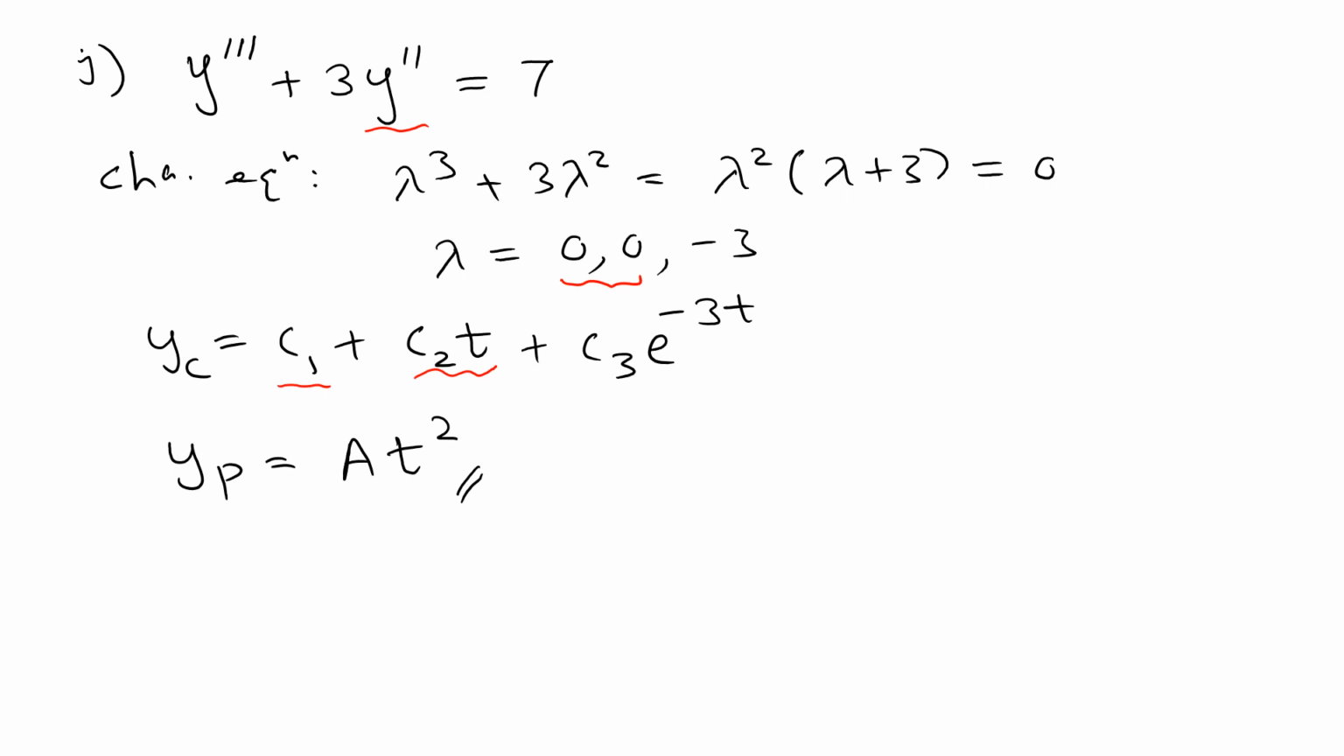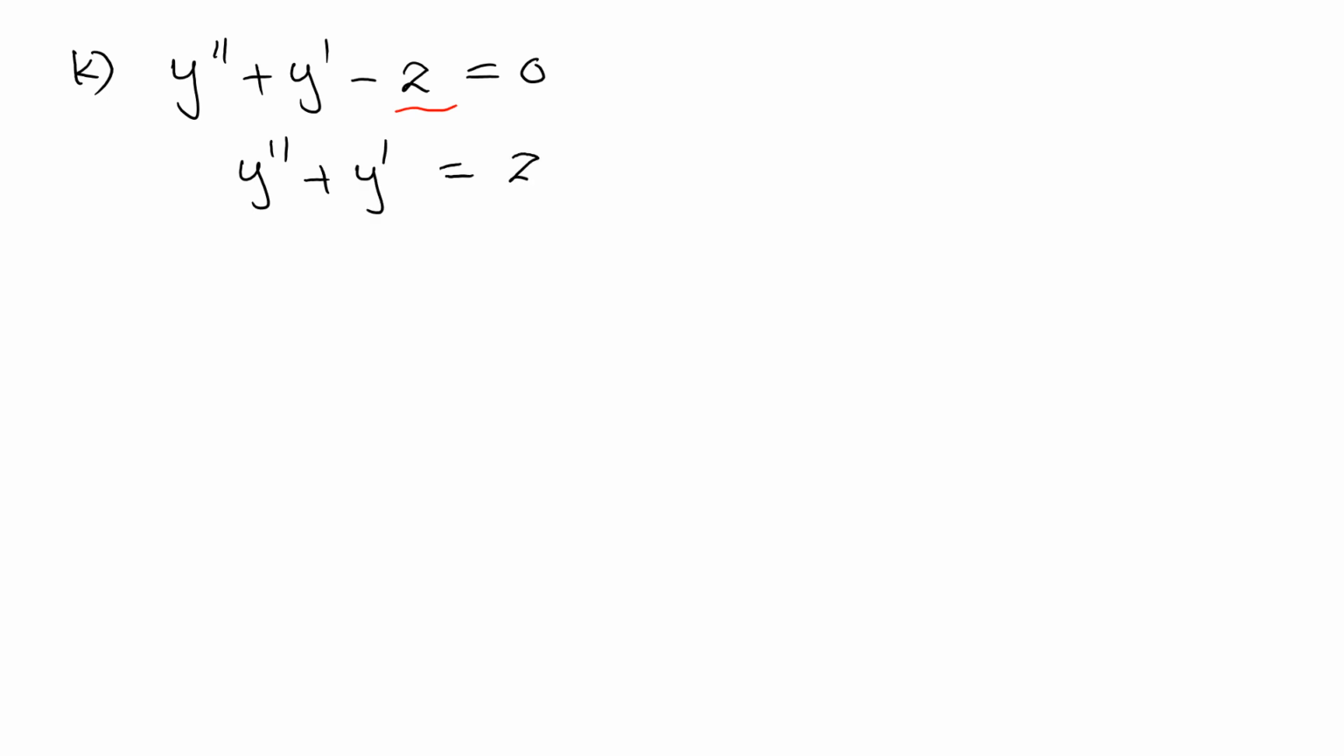So let's look at two more slightly more difficult problems. How about this one? We have a different looking problem now: y double prime plus y prime minus 2 equals 0. This is not a mistake, and there's no y term here. What we can do is move that 2 to the other side, so we can write this as y double prime plus y prime equals 2. This is similar to one of the previous problems now.